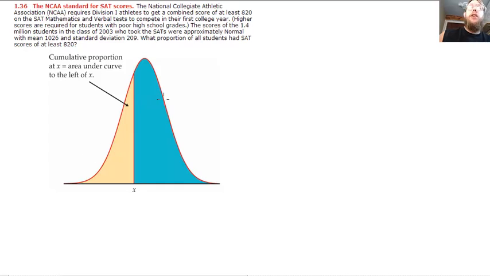So this curve here shows us the proportion that had at least 820. So here is some value, 820. It's below the mean, right? So it's to the left. The mean is 1026, so that's right in the center of our density curve. So 820 or better would be this bluish area here, and we need to find that proportion.